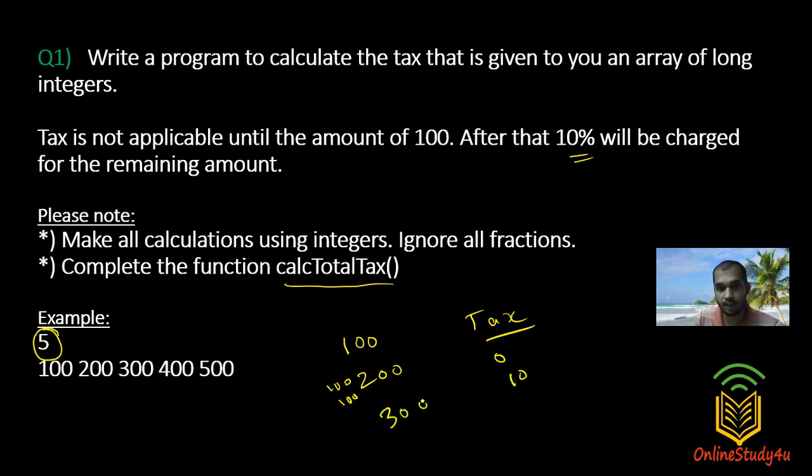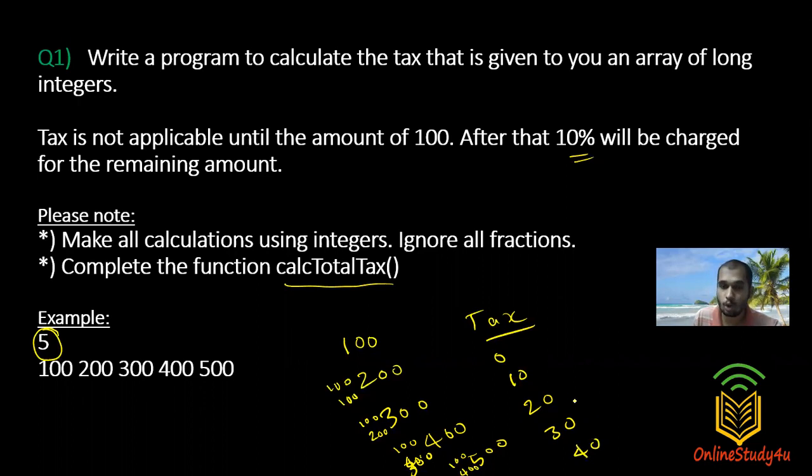Next, you take 300. For 300, for the first 100 rupees, tax is 0. For the next 200 rupees, 10% tax will be put. That is nothing but 20 rupees. Next is 400. For 400, the first 100 rupees is tax free. For the next 300 rupees, tax will be put, that is nothing but 30 rupees. For the last number, that is nothing but 500, the first 100 will be tax free. The next 400 will have a tax of 40 rupees.